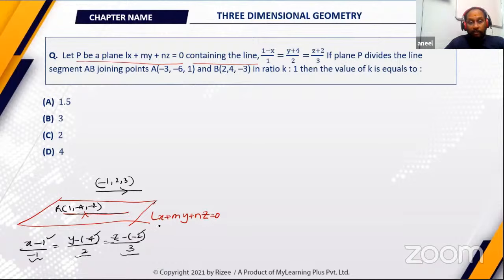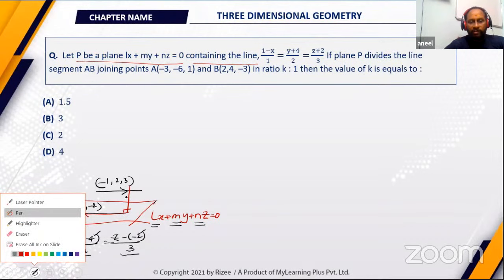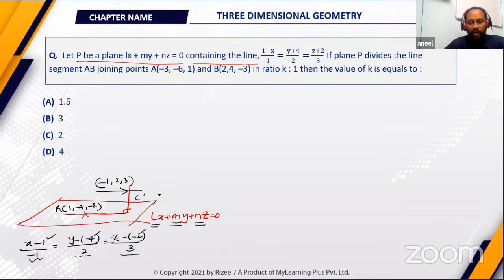Again, as told in the previous problem, the coefficients of x, y, z in the equation of the plane represent the direction ratios of the normal to the plane. So L, M, N are supposed to be the normal DRs. Normal is the one which is perpendicular to the plane. So here L, M, N are the normal DRs.